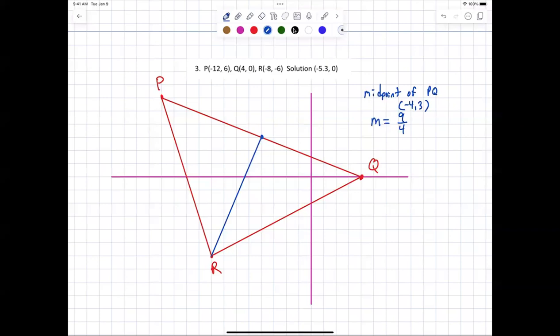So now write the equation real quick, right underneath it. Y minus 3 equals 9/4 times x plus 4. Now I think it's important to just go ahead and solve for y. So y minus 3 equals 9/4 x plus 9. Does everybody agree with that? So y equals 9/4 x plus 12.